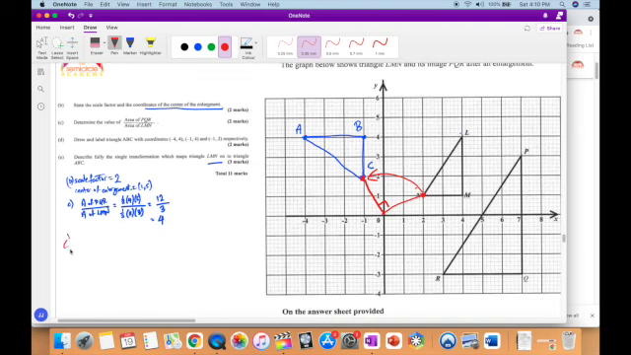So C, for 3 marks, the first mark is a rotation anti-clockwise. The second mark is of 90 degrees. And the third mark is about the origin, 0, 0.